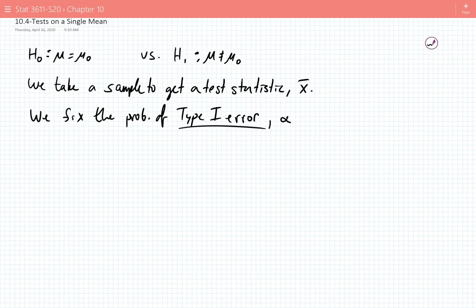Type 1 error, as we've seen in the previous video, is alpha, the probability that you make the wrong decision when the null hypothesis is true. The probability that you reject the null hypothesis when it is true, given that it is true. You usually choose some small value here because you do not want to be rejecting the null hypothesis if it's true, right?